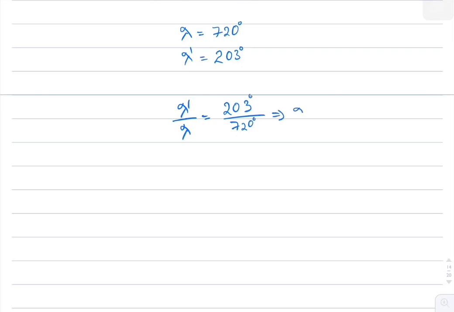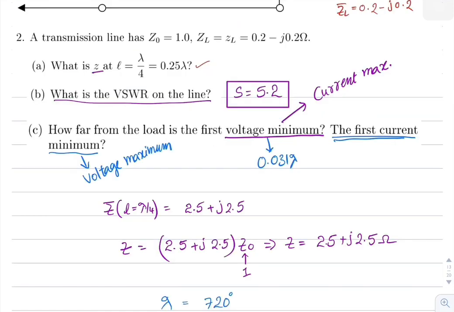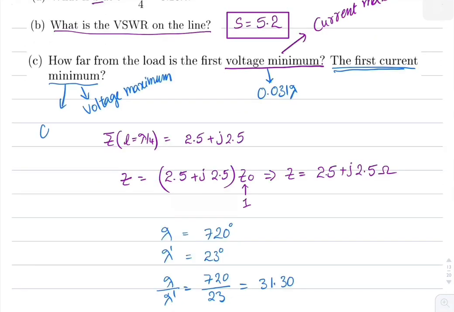That implies lambda dash equal to 0.28 lambda. So the first current minimum will exist at 0.28 lambda.